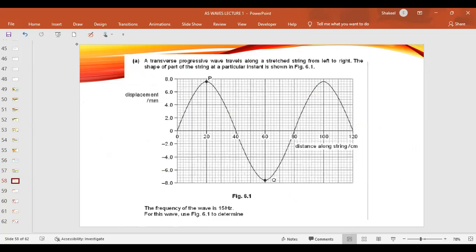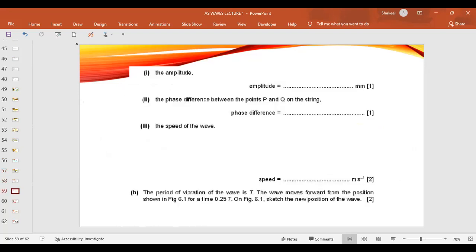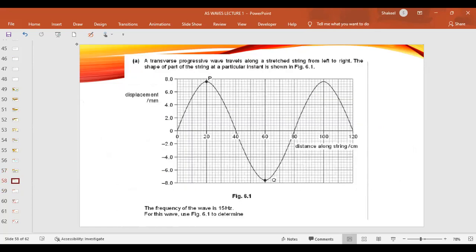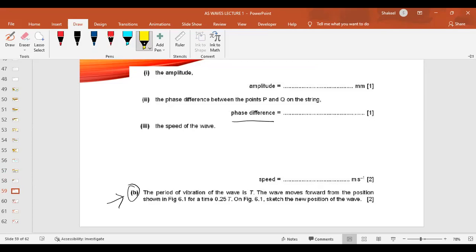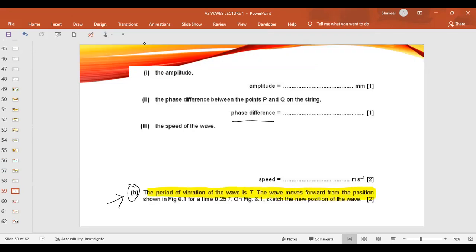Okay, now here is the question which you will solve yourself, and you can solve it later. You have to tell about the phase difference between P and Q, then you have to find the speed. And this question we have already done in the previous lecture. The period of the vibration of the wave is T. The wave moves forward from the position shown in the figure at a time of 0.25 T. On the figure, sketch the new position of the wave. If you remember, we have done this in the previous lecture, how you can draw the wave position after a certain time.